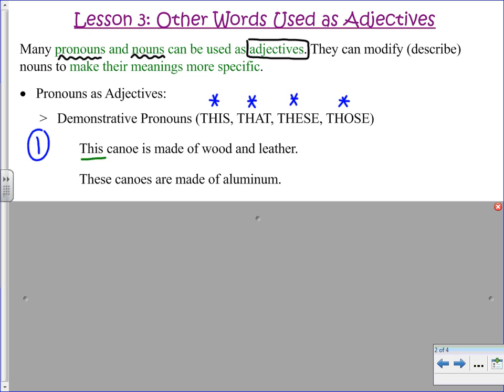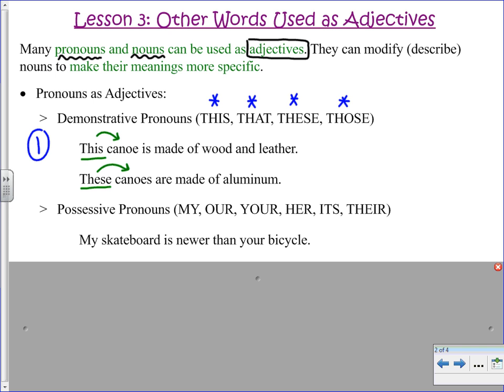The demonstrative pronoun this is acting as an adjective, modifying canoe, telling me which one. The same thing with the next one. These canoes are made of aluminum. These is acting as an adjective, modifying canoes, telling me which ones.